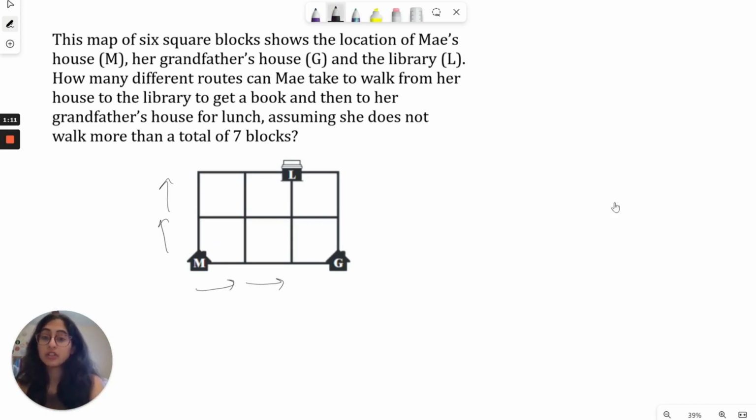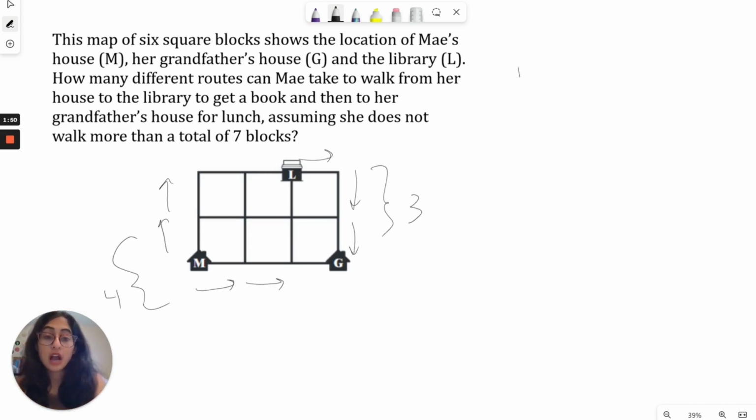Now, what about from L to G? Well, she has to go right once and then down twice, and that's 3 blocks. So really what this question is saying is, because it's a minimum of 4 blocks to go from May's house to the library, and a minimum of 3 blocks to go from the library to her grandfather's house, basically it's asking how many ways can May go from her house to the library, only going up and right, and then go from the library to her grandfather's house, only going right and down, because that's just how you get the minimum number of blocks traveled.